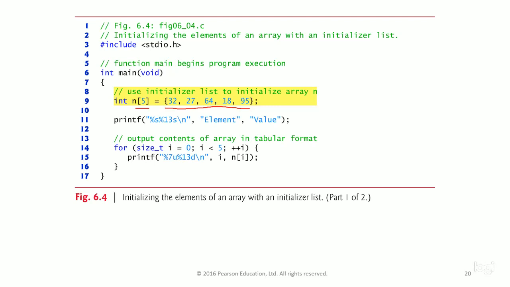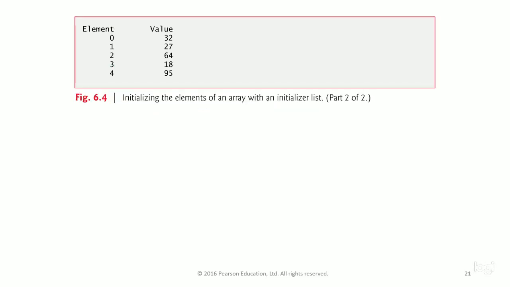And then again, if you want to print this, you can print the elements of the array using a for loop, and let's see what that is. So yep, you can see that element 0 has a value of 32, element 1 has a value of 27, 2 has a value of 64, 3 has a value of 18, and then 4 has a value of 95. So makes sense.